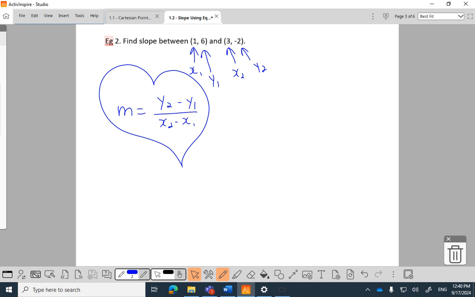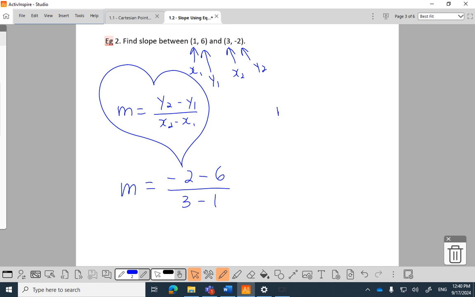Then fill it in. What's the y2? Negative 2. What's the y1? 6. What's the x2? 3. And what's the x1? 1. Notice the subtract between. Now here's the big question.